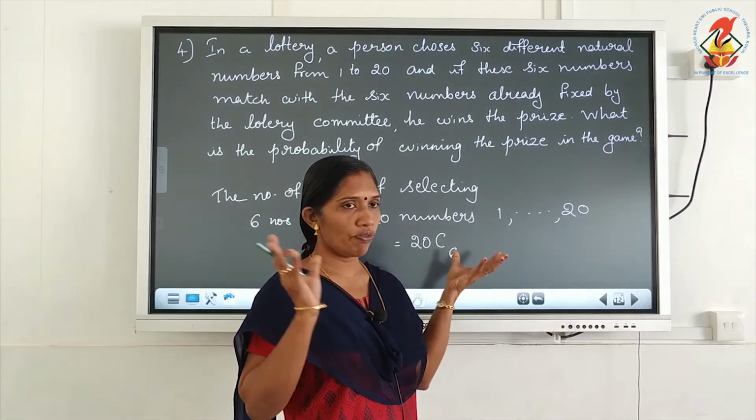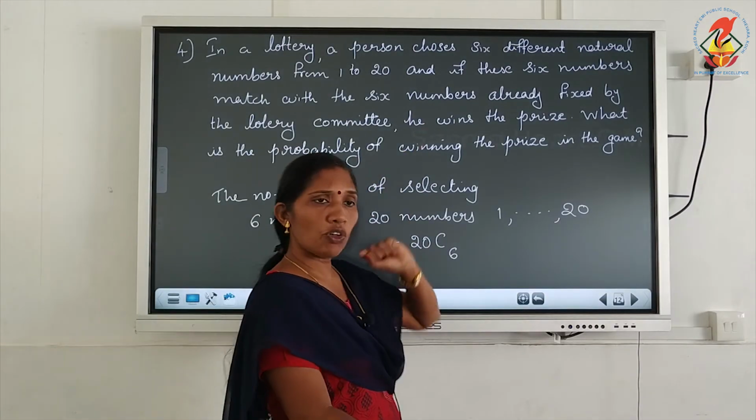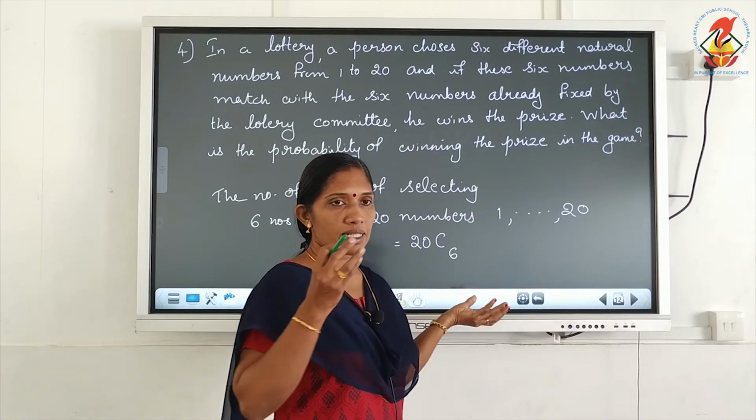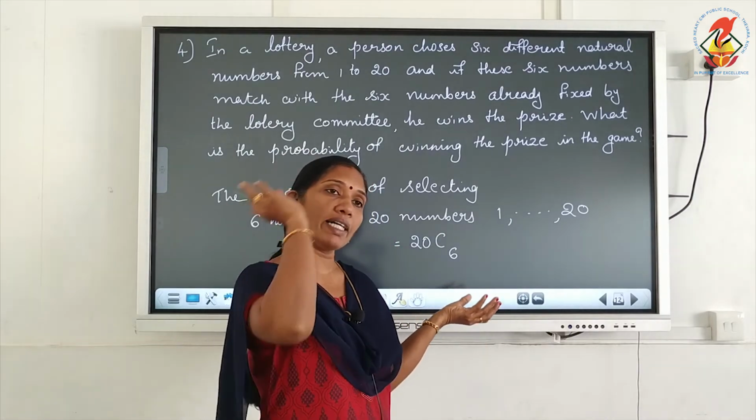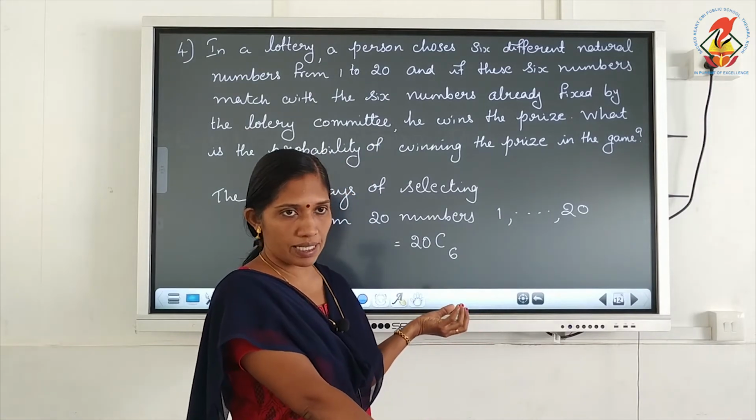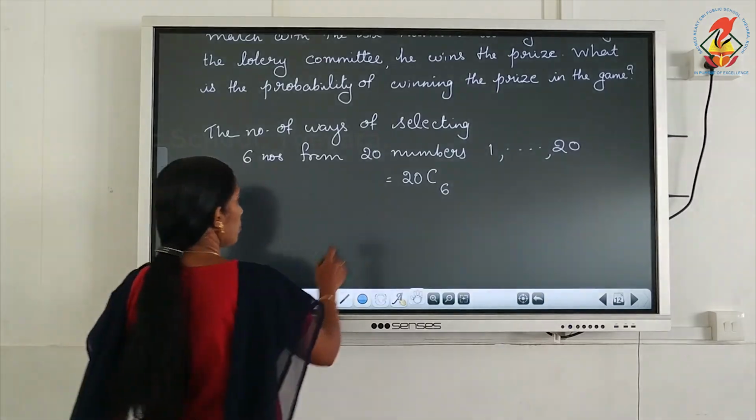So that many ways. Now the prize is for only one number. Whichever 6 numbers the person chooses, if that matches with the already fixed numbers, then only he gets the prize. So the prize is for only one selection. So what is the required probability?